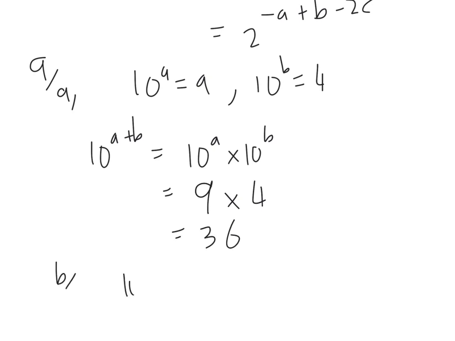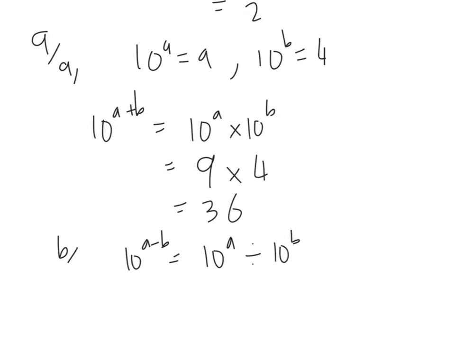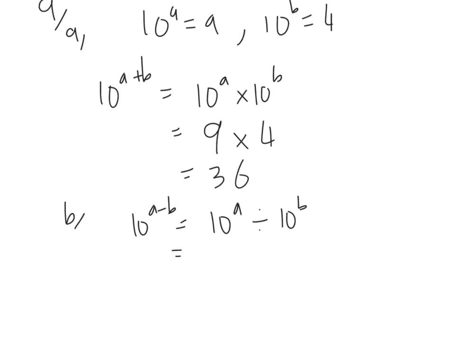Part B is to do 10 to the a minus b. I could recognize that to be 10 to the a divided by 10 to the b. In this case, that would be 10 to the power of a is 9, 10 to the power of b is 4. So that gives 9 over 4, which is 2 1/4.